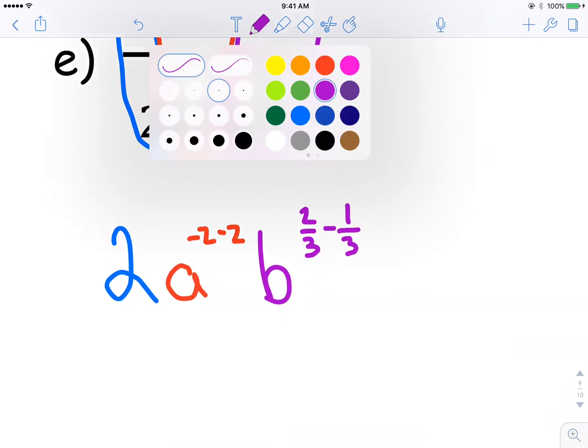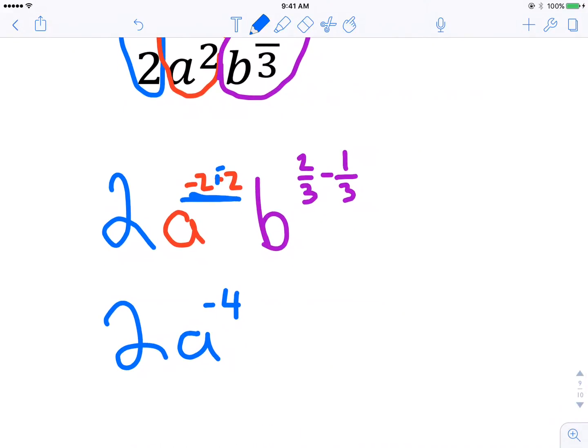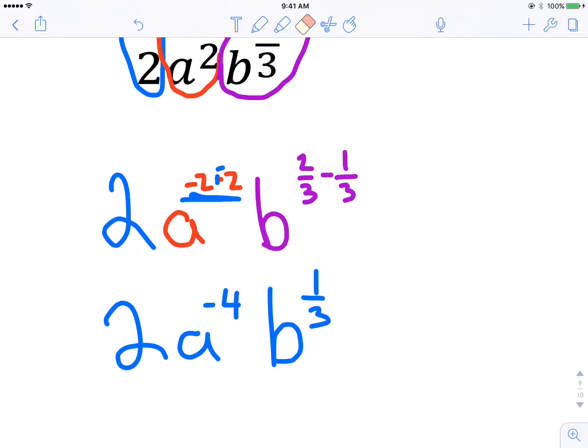Well, the 2 obviously is going to stay a 2. Minus 2 is like plus another negative, so this is a to the minus 4, and b to the 2/3 minus 1/3 is b to the 1/3. Now this you might think would be a good final answer, except that we have that negative exponent, so we can't have that negative exponent.